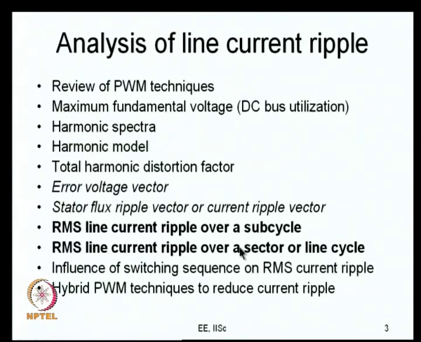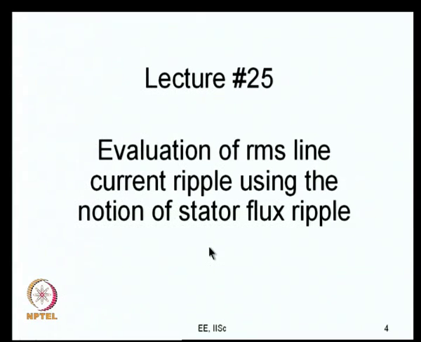So, sector is 1/6 of the line cycle, and we are also going to look at the influence of the switching sequence on the RMS current ripple, and how you can construct hybrid PWM techniques which use a combination of switching sequences, that we will do in the next lecture. So, now we will be focusing on the calculation of RMS line current ripple.